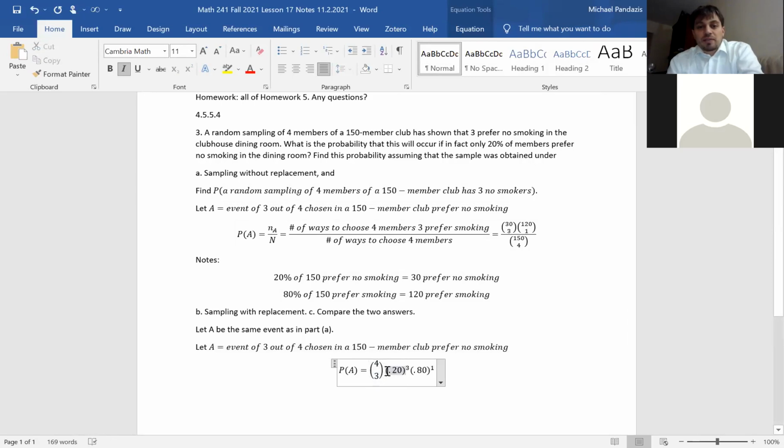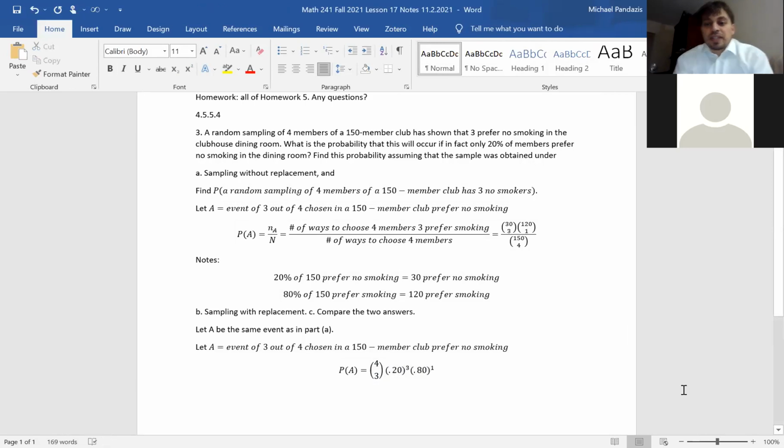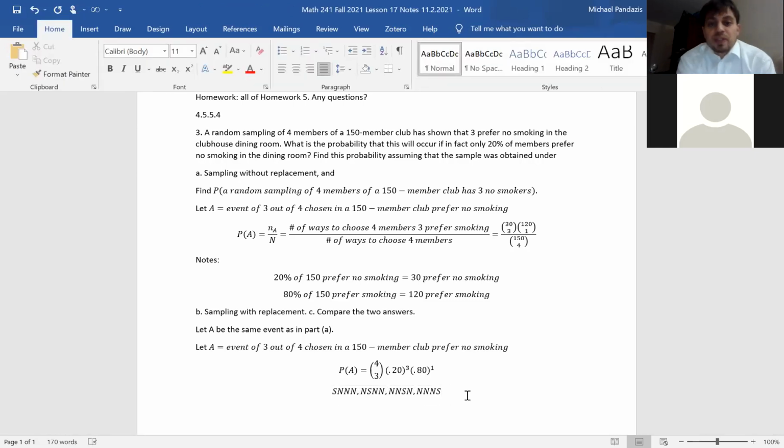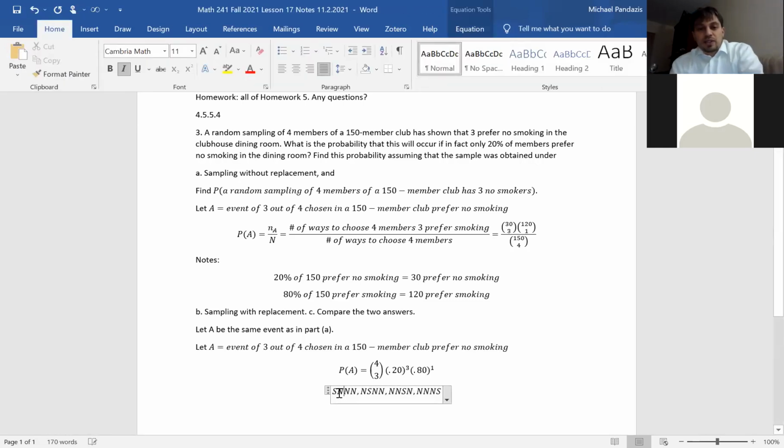So you have all the ways to arrange 3 out of the 4 choices, 4 choose 3 times that. This is the probability for one arrangement. If S stands for smoking and N stands for no smoking, one possibility is SNNN, or you could have NSNN, NNSN, NNNS. So there are 4 ways to arrange it: 3 that prefer no smoking, 1 that prefers smoking. That's the same as 4 choose 3, which is 4.